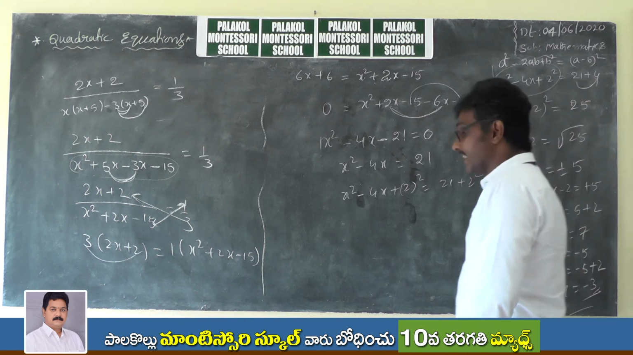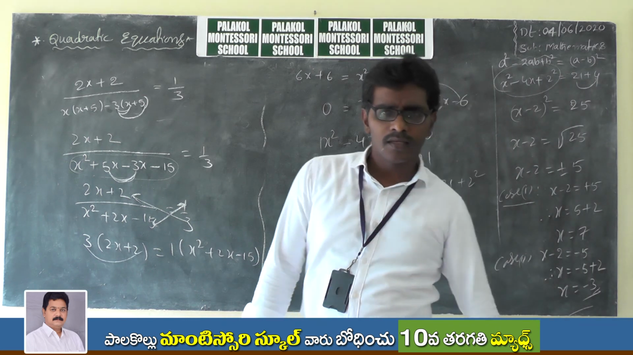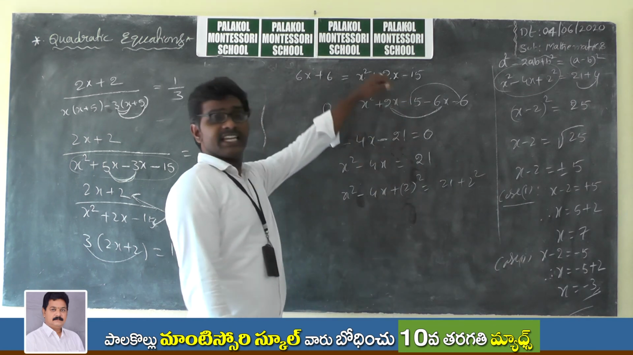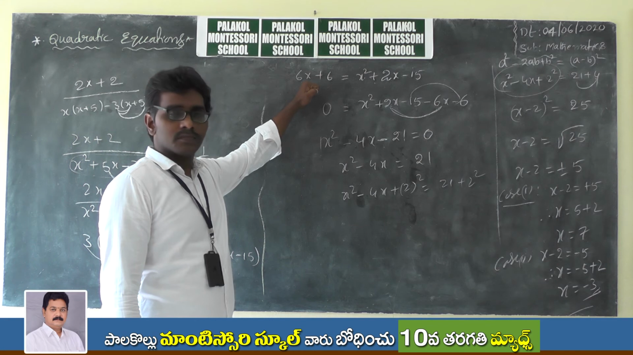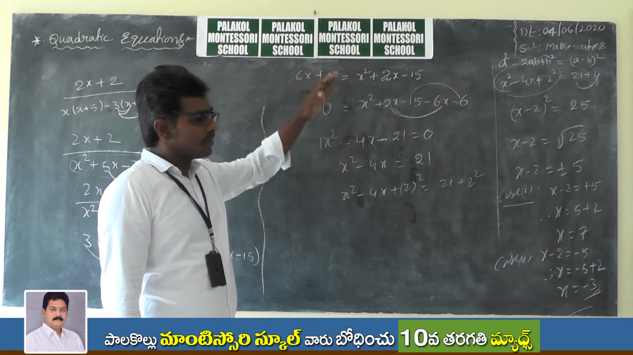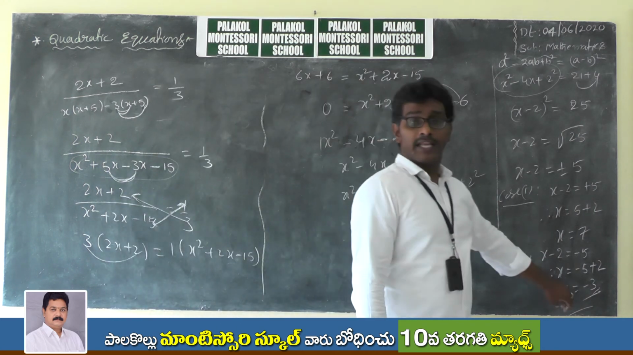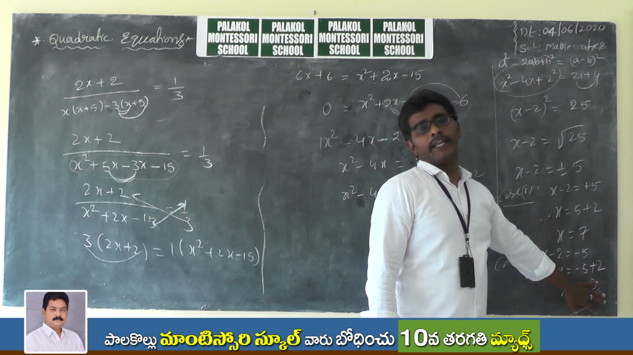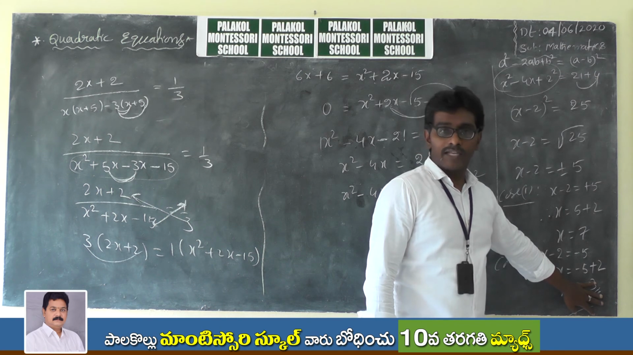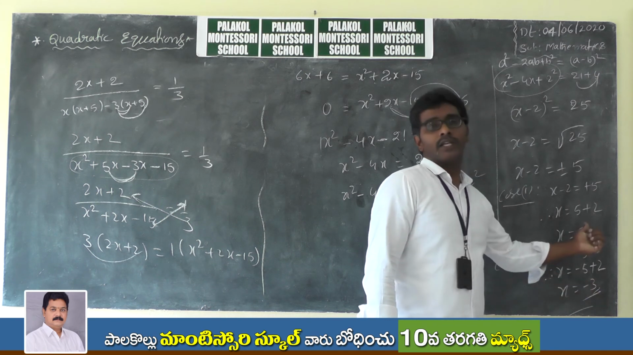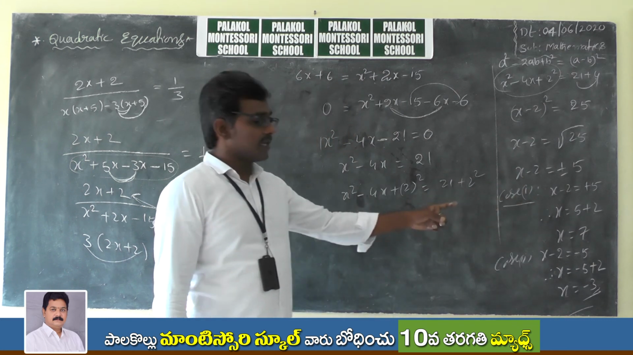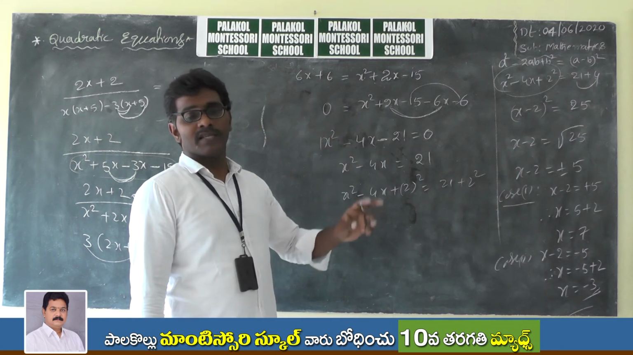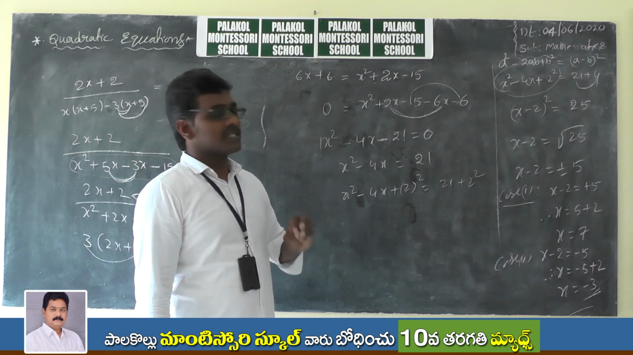But don't take the negative value. Why? It's Rahman's age, and age cannot be negative. So which value do we take? x is 7, that value will be taken. So the present age of Rahman is 7 years.